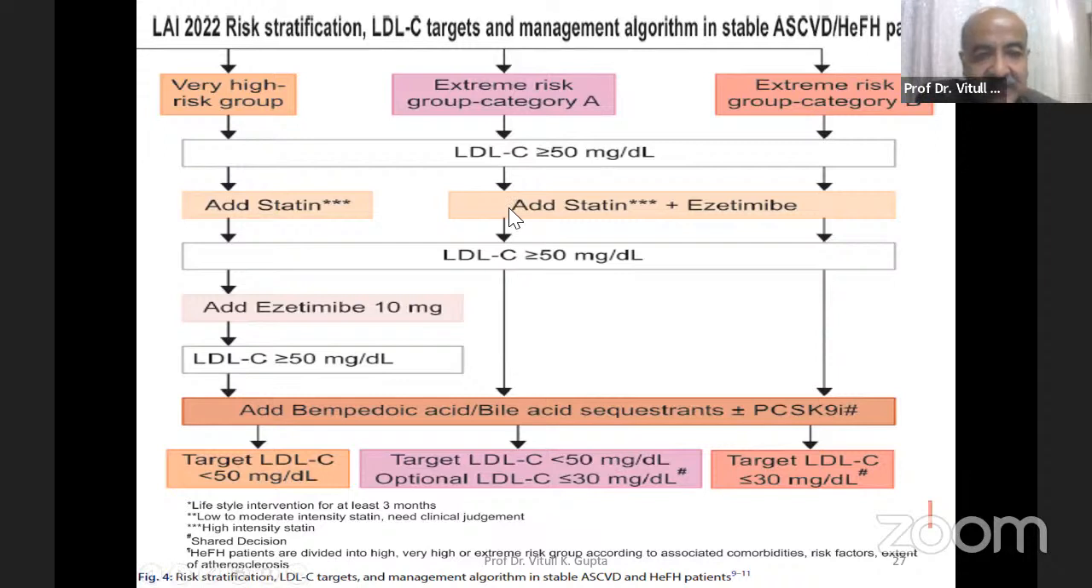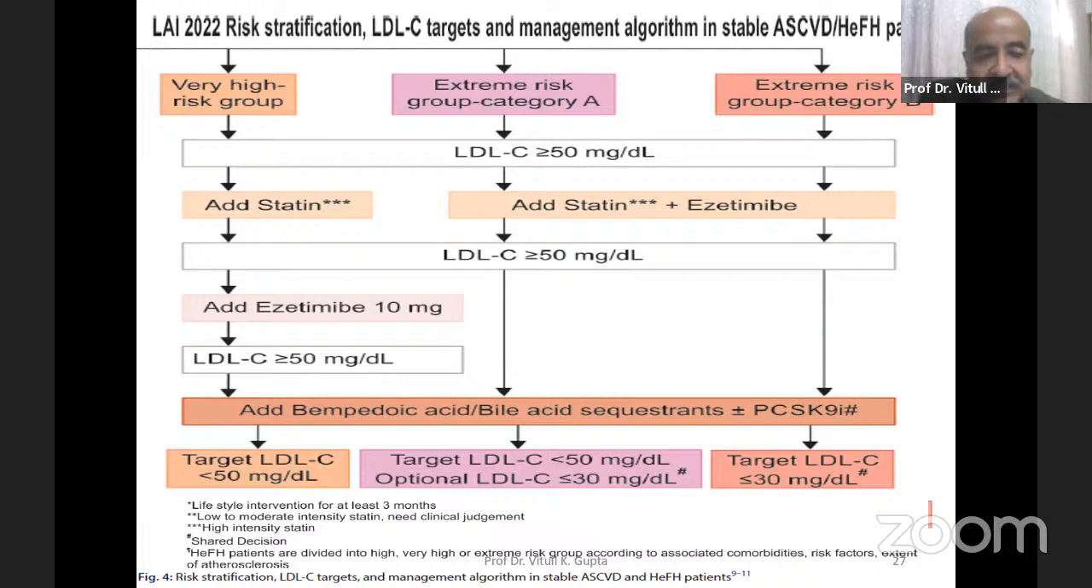In the extremely high risk group, category A, we start the same way, but here high intensity statin therapy is given straightaway and we add ezetimibe to achieve the goal of less than 50 and an optimum goal of less than 30. So in extremely high risk category A and category B, we need to reach the goal of LDL-C levels of less than or equal to 30 milligram per deciliter, and we straightaway add high intensity statin therapy with ezetimibe. If the goals are not achieved, we add bempedoic acid or PCSK9 inhibitor to achieve the goal.